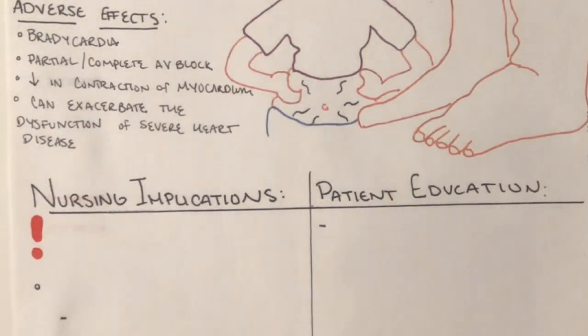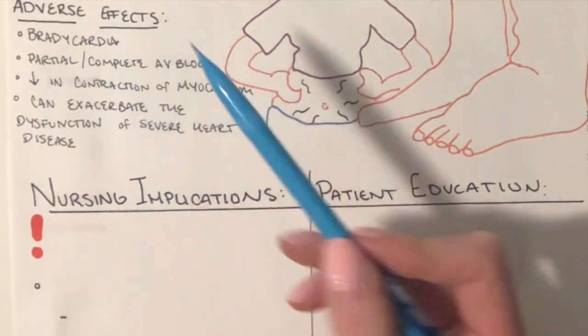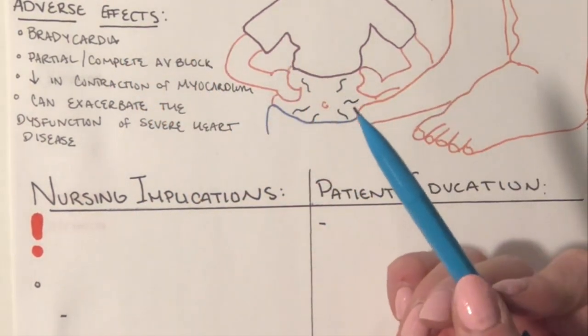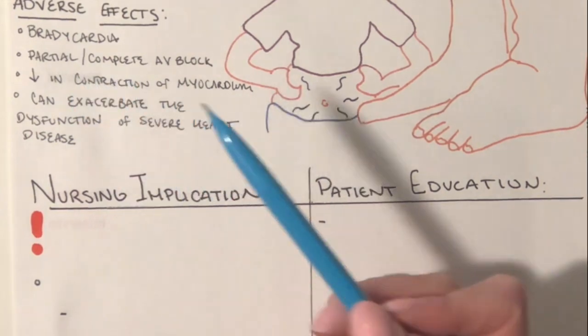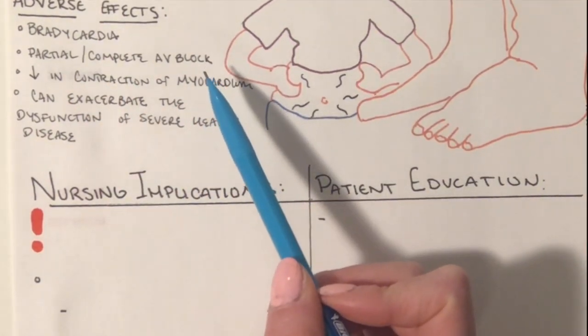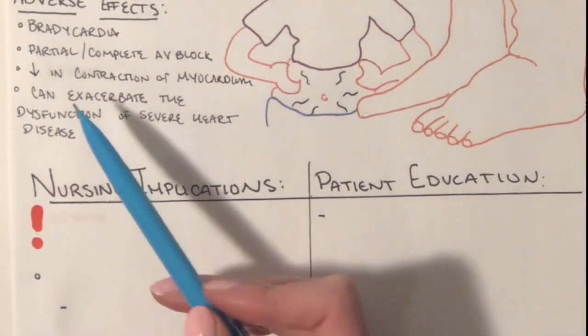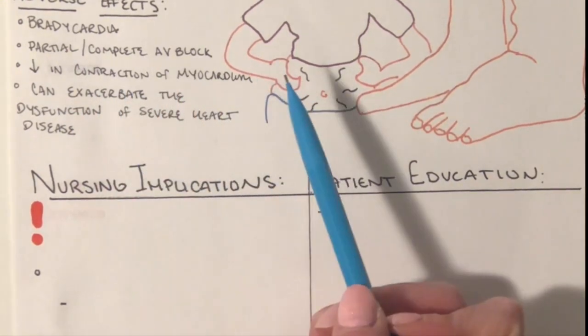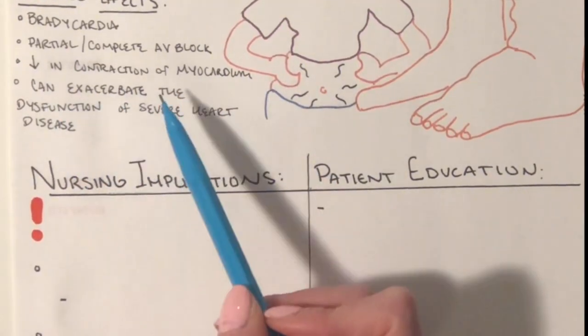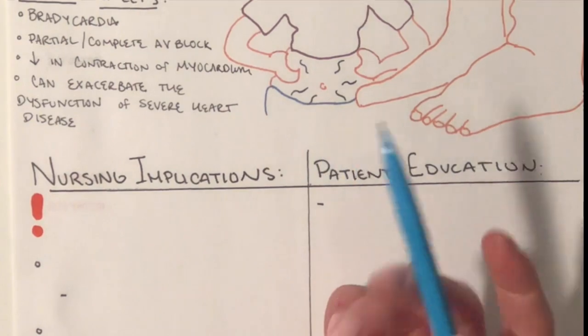Moving on, we're going to talk about the adverse effects being bradycardia, which is that slowed heart rate caused by this drug. Next being partial to complete AV block, which is a disruption of the communication between the SA and the AV node. Moving down, there's a decrease in contraction of the myocardium, and it can exacerbate the dysfunction of severe heart disease.